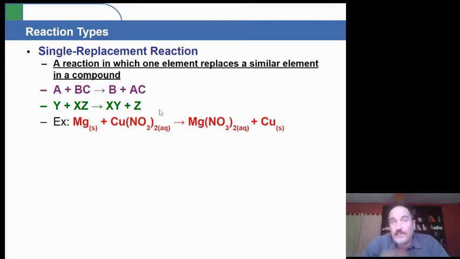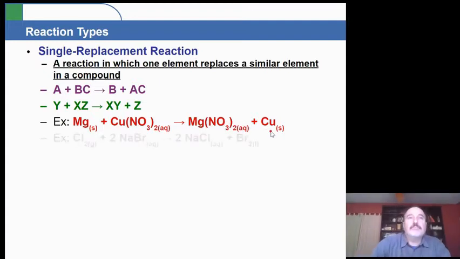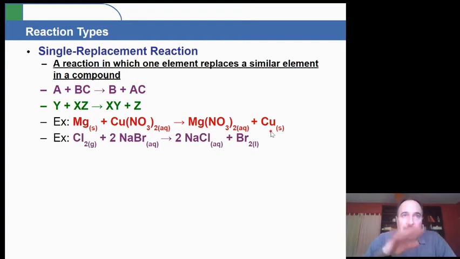All right, for the first example, you have magnesium that replaces copper in copper nitrate. So now you end up with magnesium nitrate in compound form, and you have the pure element copper. Along the same lines, in the second example, you have chlorine that replaces bromide in the sodium bromide. So now you have chlorine bound with sodium, and bromine is all by itself.